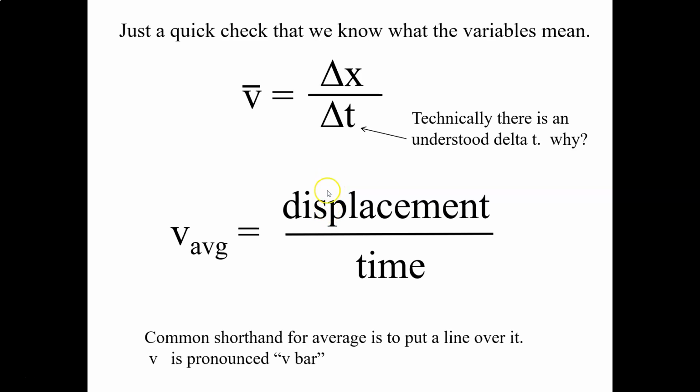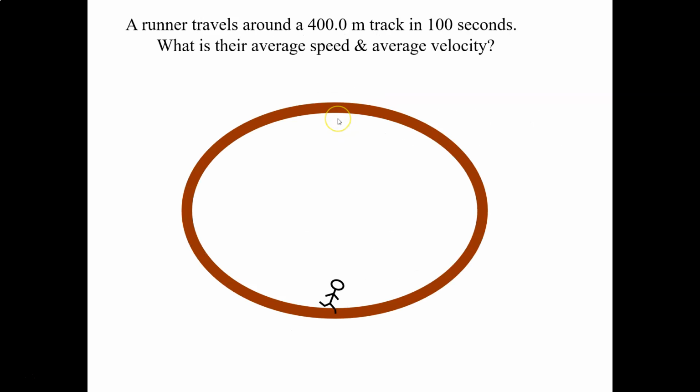So the equation that you're going to frequently see for v bar, or sometimes you'll see it as V average, is displacement divided by time. Normally the delta is left off here because it's understood that time is the time elapsed, or the change in time. So you don't normally see that delta down below.